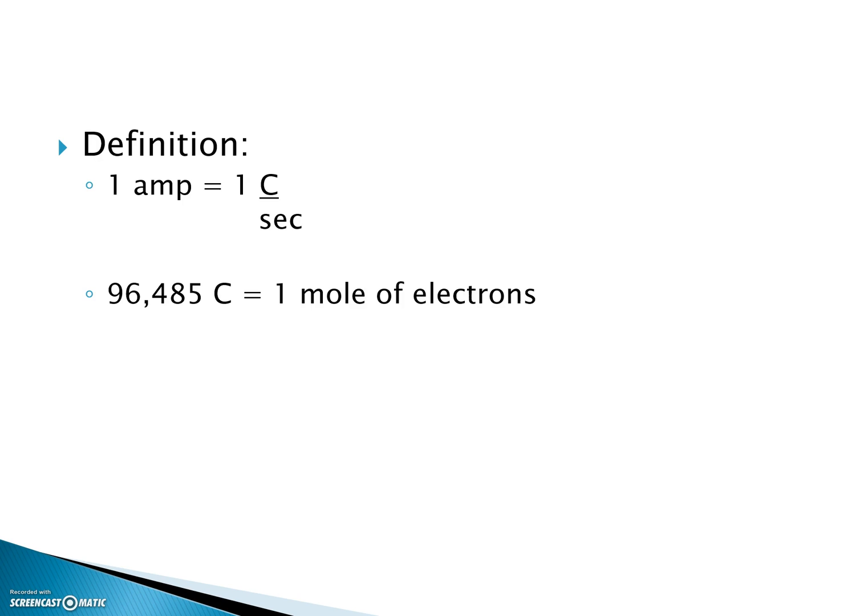Now we want to look at a couple of definitions before we go into an example of a problem. So we need to know what an amp is. So an amp equals 1 coulomb per second. And we also need to know that 96,485 coulombs equals 1 mole of electrons.